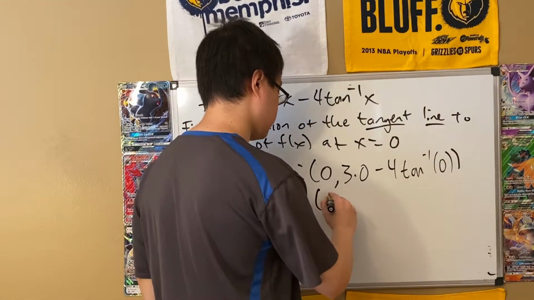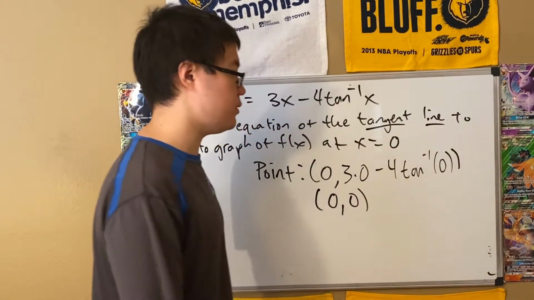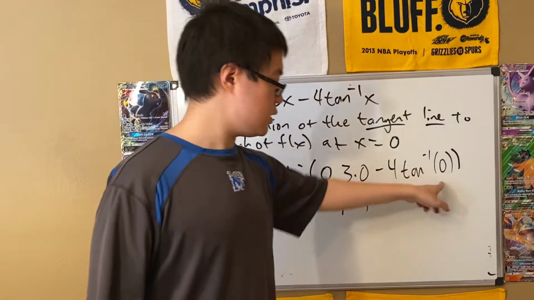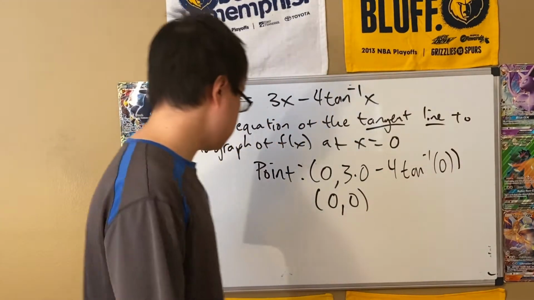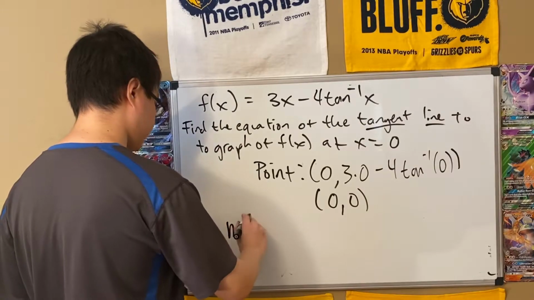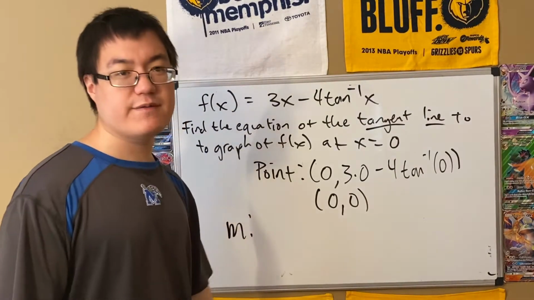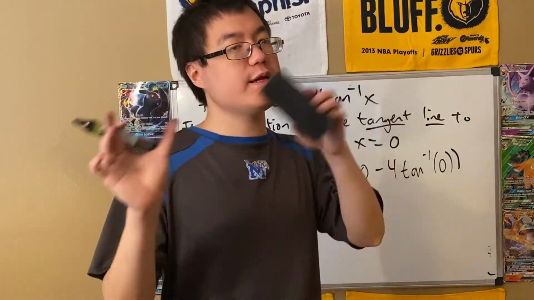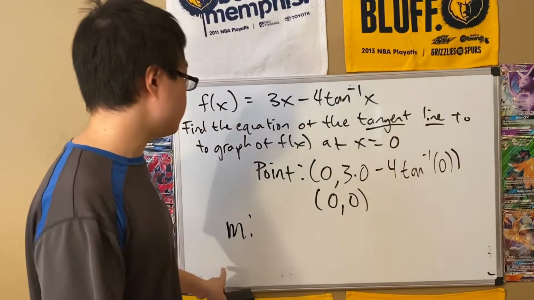So here we're going to have (0, 0). Looks like our point is going to be the origin. 0 minus 0. I'm not going to complain about the origin. So now it's just the derivative. Why are we taking the derivative? Of course, it's the slope of the tangent line. How lovely. So what is this slope?